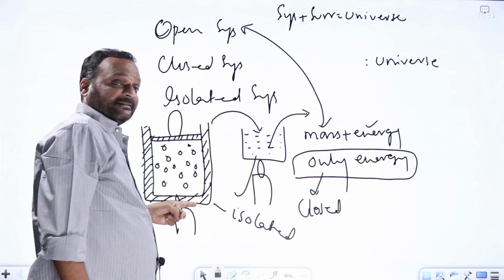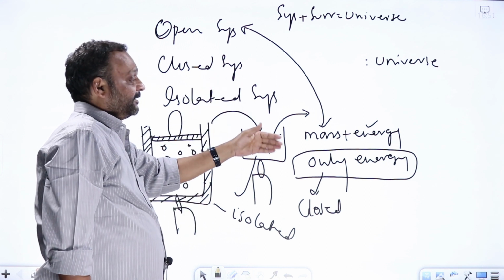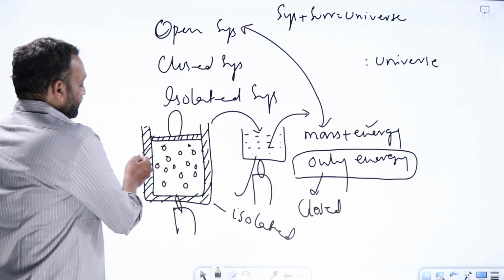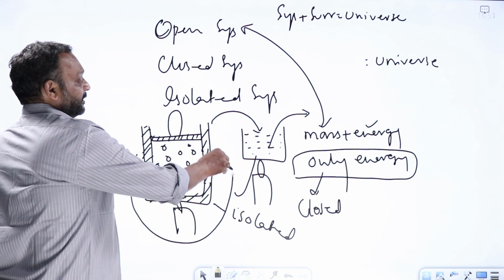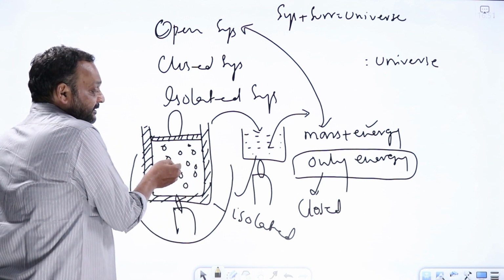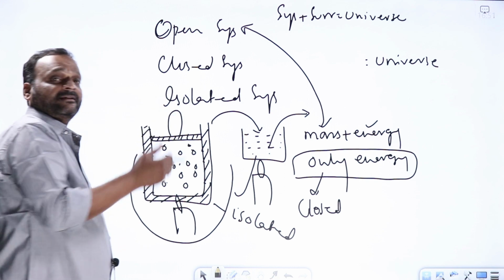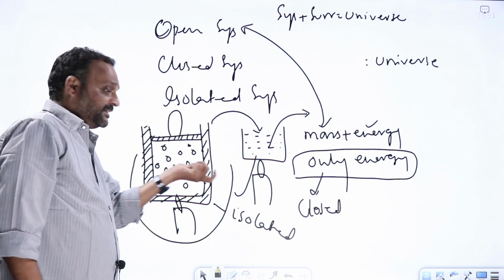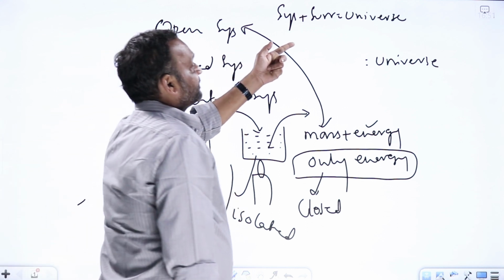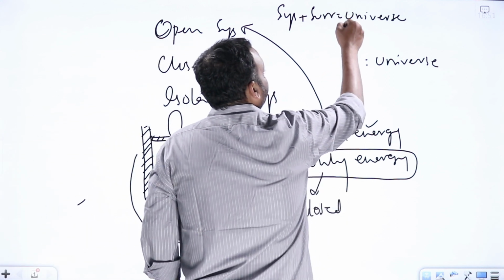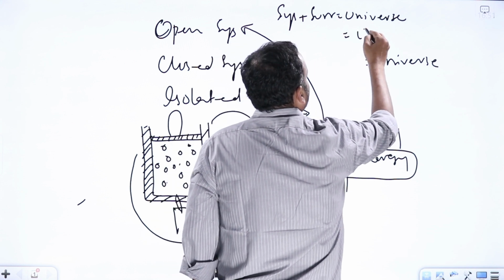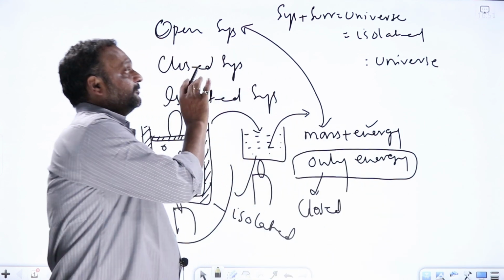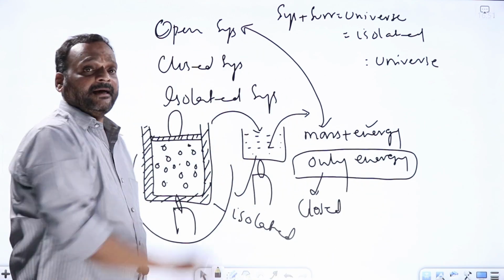But what about an isolated system? An isolated system is not exchanging any mass or energy with anything, which means an isolated system is not having surroundings. What are surroundings? Anything other than the system with which our system interacts is known as surroundings. That isolated system is not having any surroundings because it is not exchanging anything with them. So the isolated system itself becomes the universe. So system plus surroundings equal to universe is equal to isolated system.